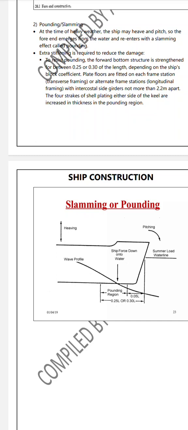Plate floors are fitted on each frame section or alternate frame section, longitudinal framing with intercostal side girders not more than 2.2 meters apart. So we have alternate frames, plate floors are fitted on each frame station or alternate frame stations. The forward stage of shell plating. Depending on the ship's location, plate floors are fitted on each frame section or alternate frame stations. Okay, this is all about that.